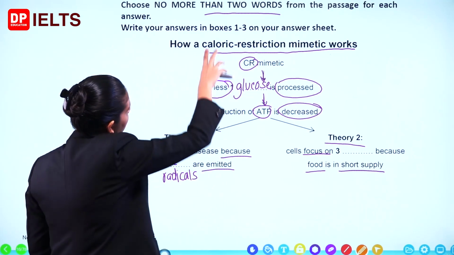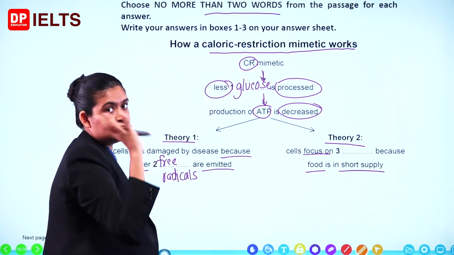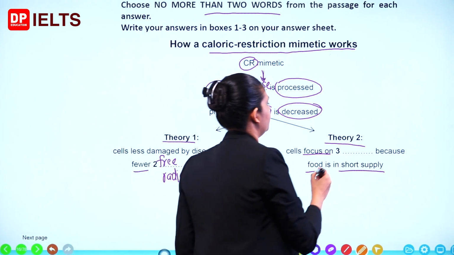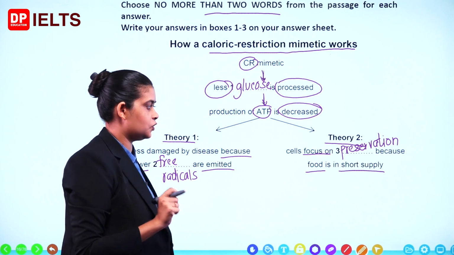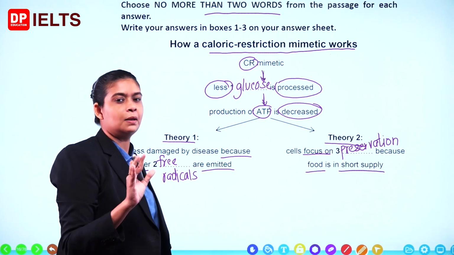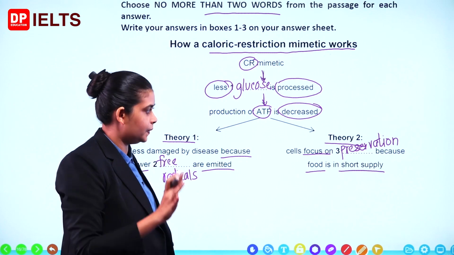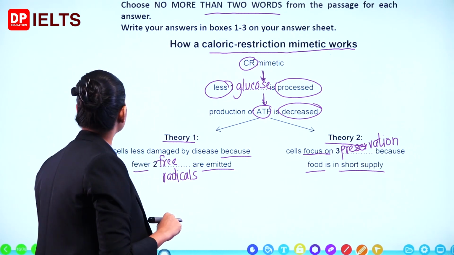But how many words can you write? 2 words. Preservation of the organism is 4 words. So the most appropriate word would be preservation. Okay, so cells focus on preservation because food is short in supply. That is the only word that matches in properly grammatically. Right, okay.